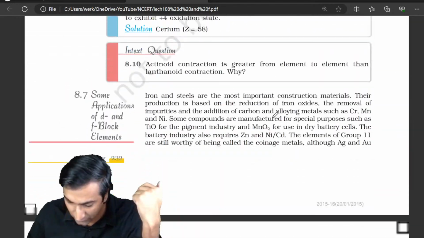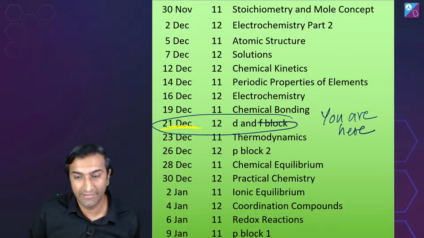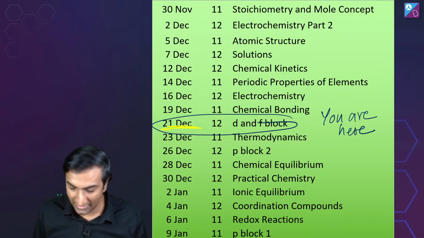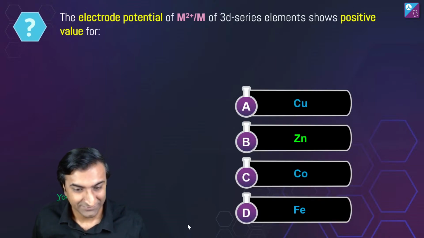Is there anything left? Let me quickly look at this. Now, all right, let's get started with the questions. All right, I spent quite a lot of time on this. Let's do the questions. The first question. Really easy one to start with.